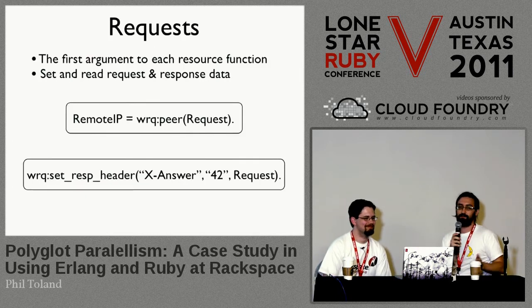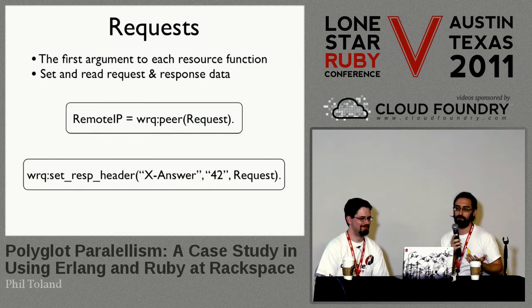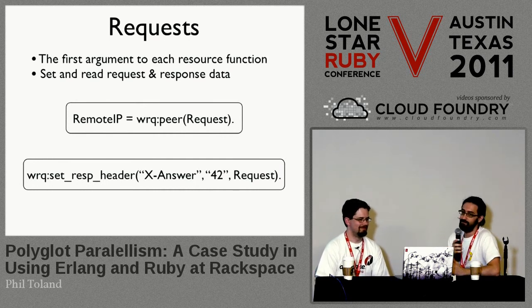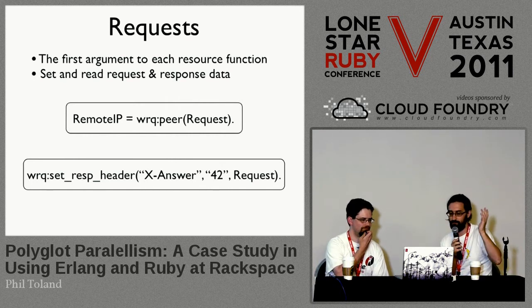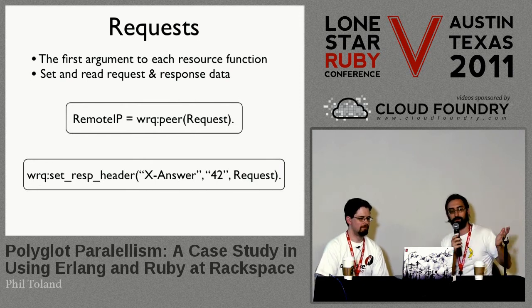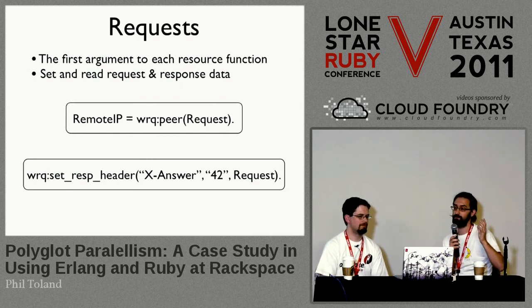So then we get to requests. And like I said, I think by this point in time, you're already pretty clear about what a request is. It is the first argument to each resource function. It's got a simple getter setter interface, and it's just like the stuff you want. Like you get the call to peer function, you get the remote IP, you can set headers, you can do all sorts of stuff like that. Real straightforward. You can just write these resources that are composed of these callback functions, and you just define the interface that you want your application to have.